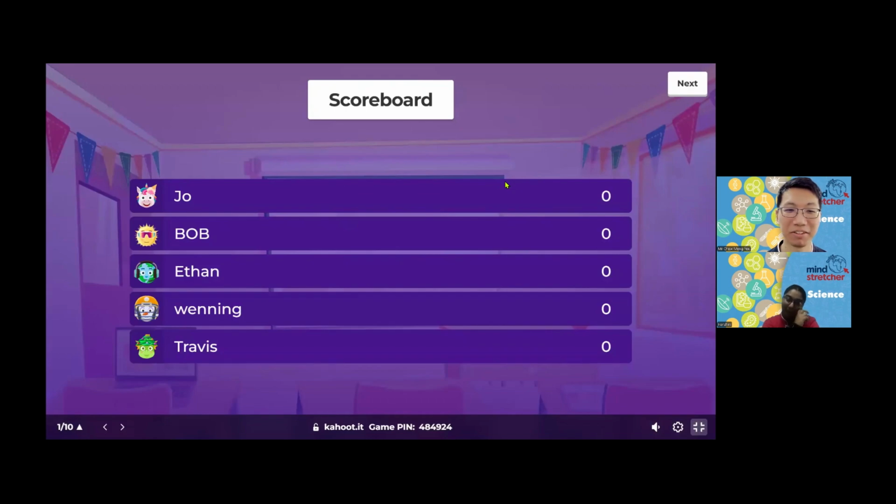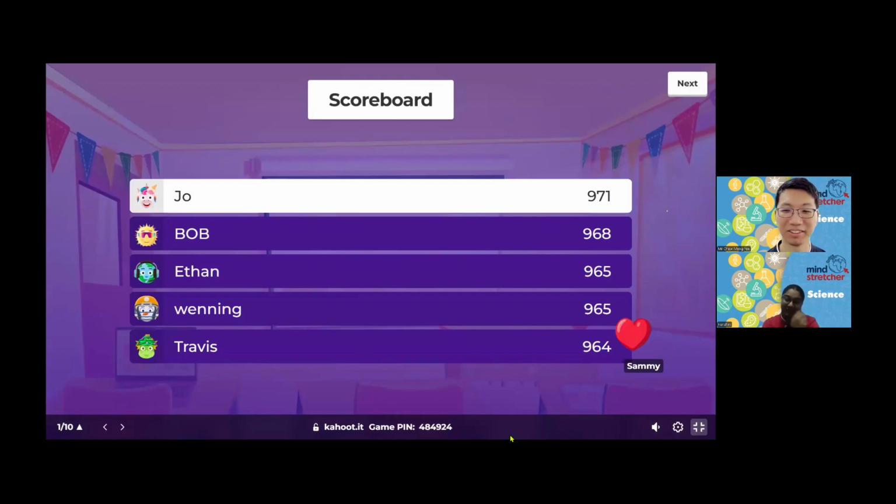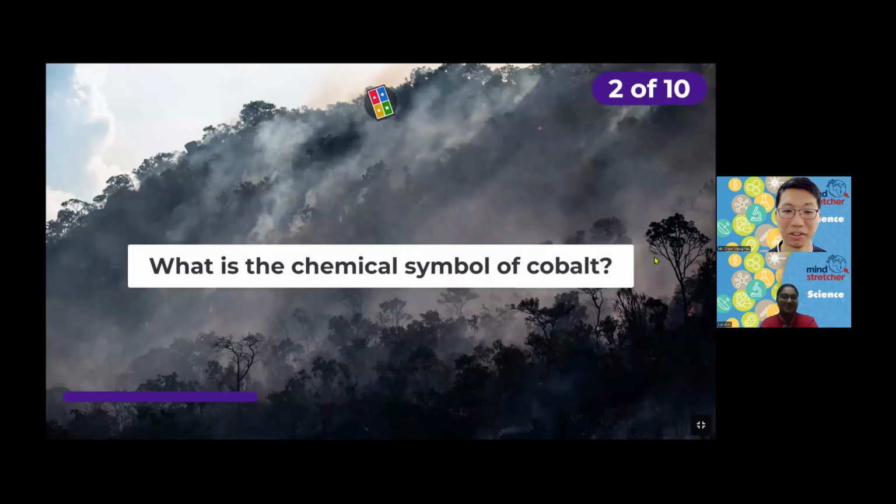Joe, Bob, Ethan. Very good, very good. We have a lot of close competitors. Okay, let's see who can maintain the first few. What's the chemical symbol for cobalt?